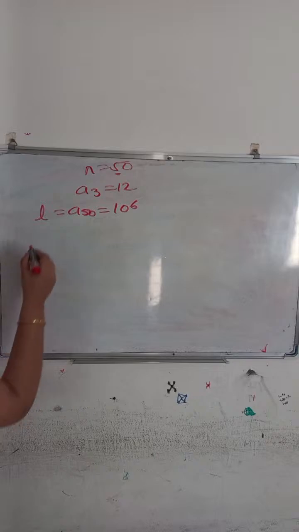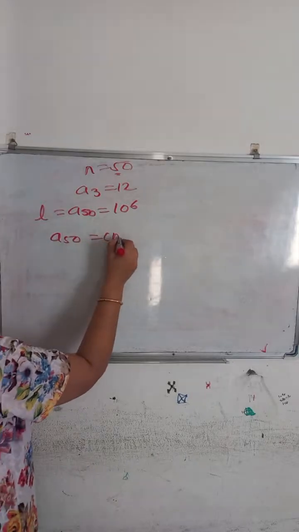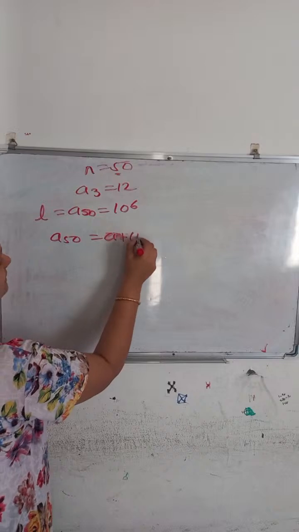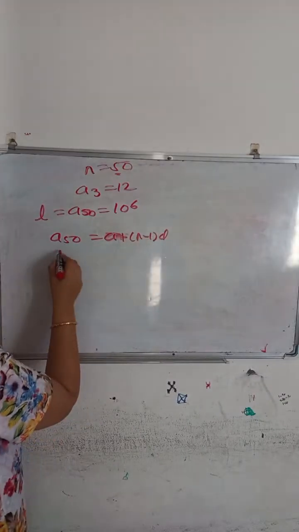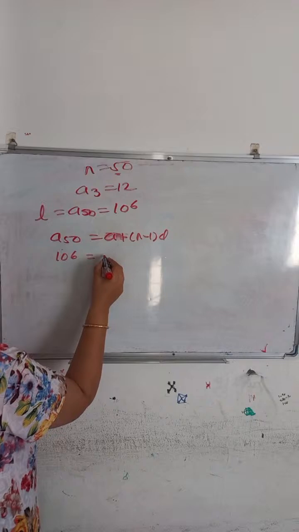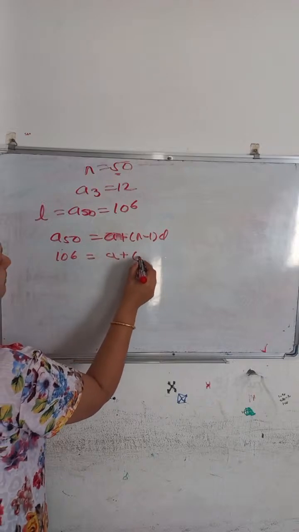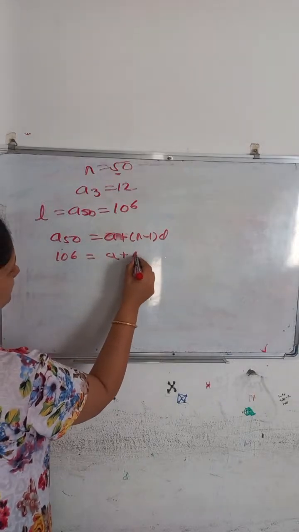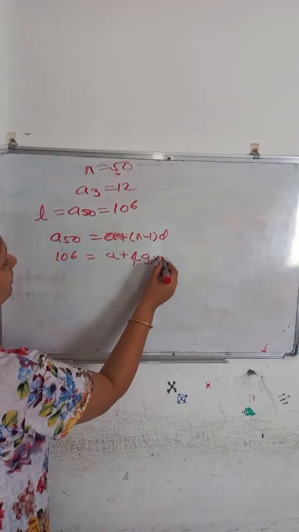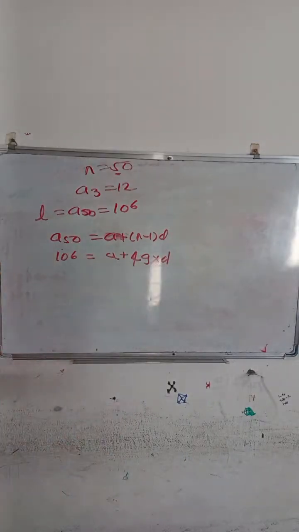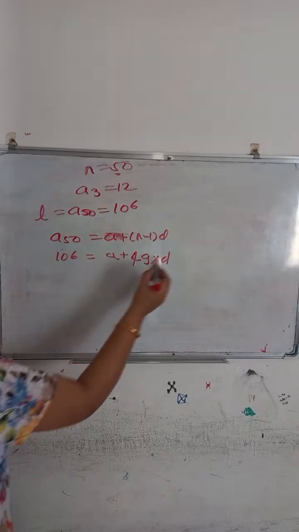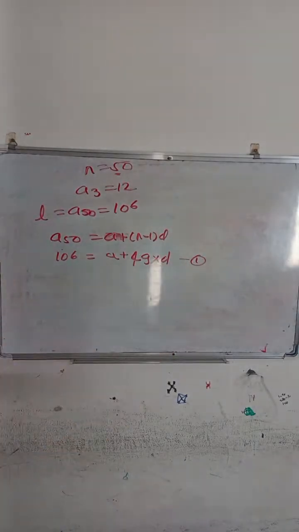So can I write a50 is equal to a plus n minus 1 into d. a50 is 106, a I don't know, n is 50, so 50 minus 1 is 49, and the common difference I also don't know. Take this as equation number 1: a plus 49d is equal to 106.